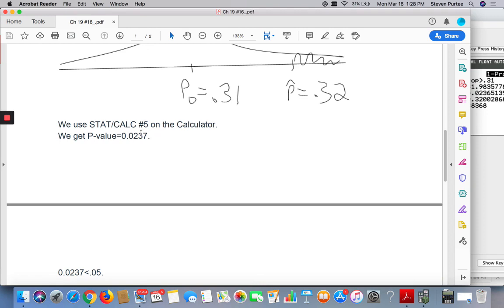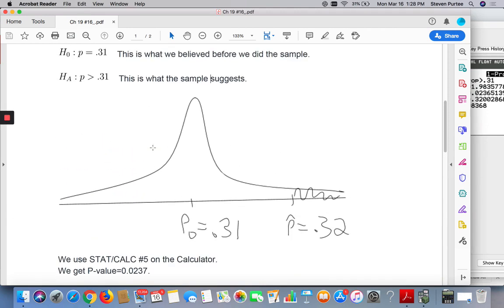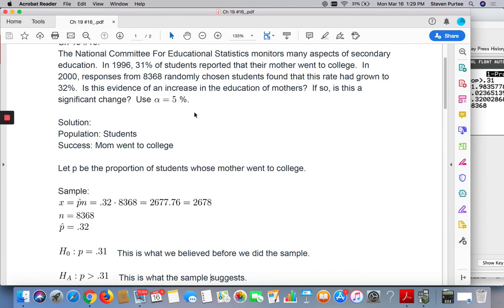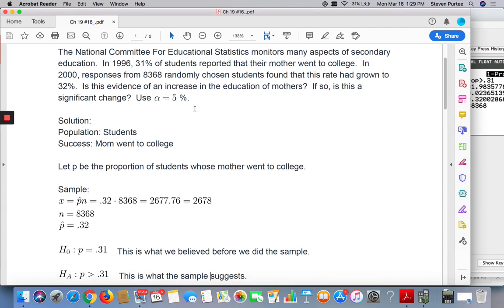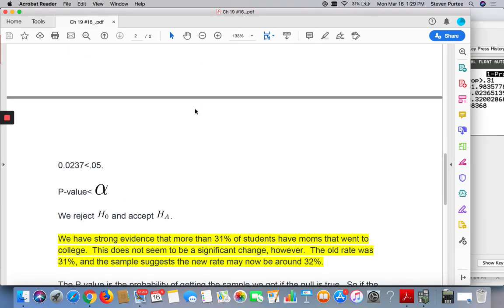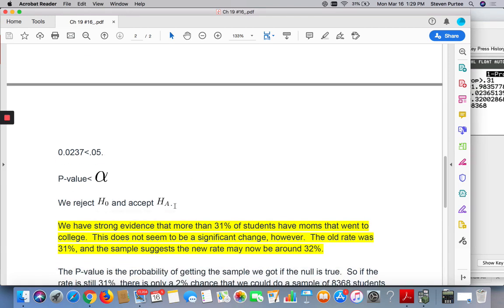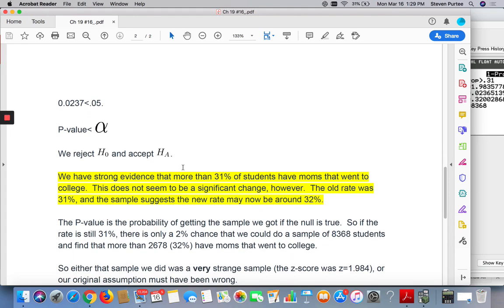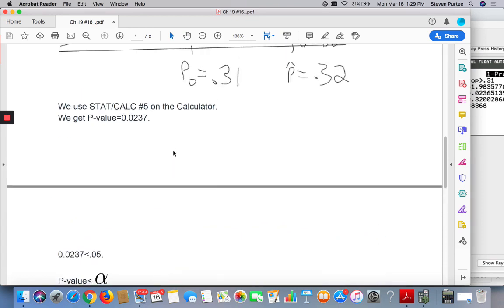So there's our p-value, and now we can compare that with our alpha level. This is what we decided ahead of time was strong enough. Anything below 5% is strong evidence. 2% is less than 5%. If the p-value is less than alpha, reject the null and accept the alternative. So now, our final step, we said we're going to accept the alternative hypothesis. We have to write that out.